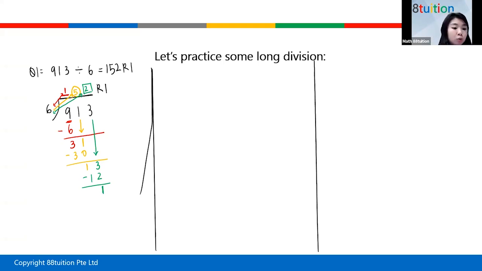Okay, so I want all you 3 to try this question now. Question 2, 1442 divided by 11. The time now is 5:36. I will give you until 5:39 to solve this question. Actually, it's 5:37 already, so 2 minutes. When you are done, type your answer in the chat group.